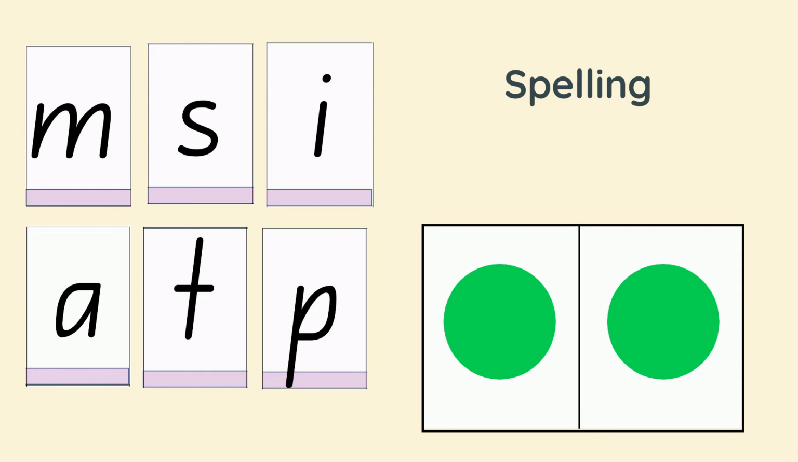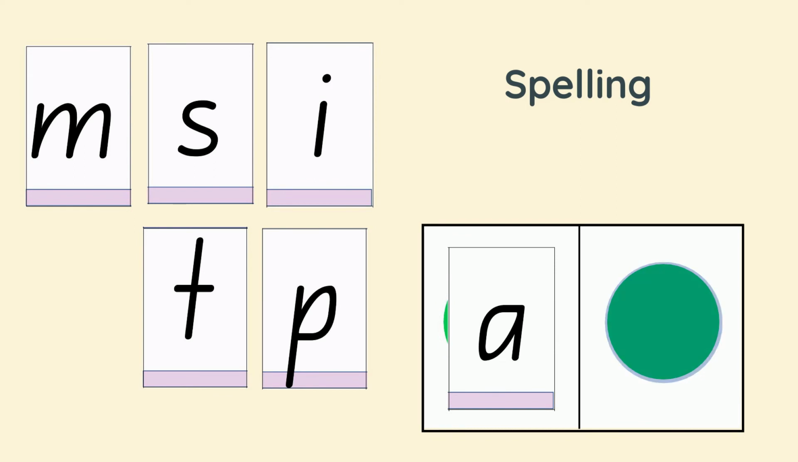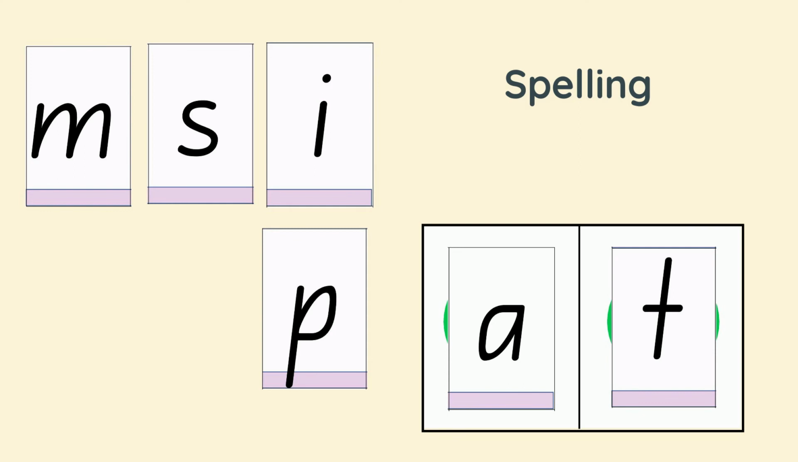Now I want to spell the word at. Say at. Stretch it with me. At. So the first sound was a. Which letter did I use for a? The letter A. At. Okay, the next letter was T. So which letter represented T? It was T. The letters A and T together spell at.